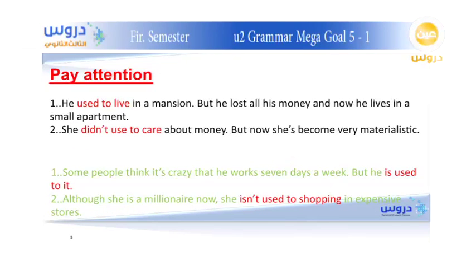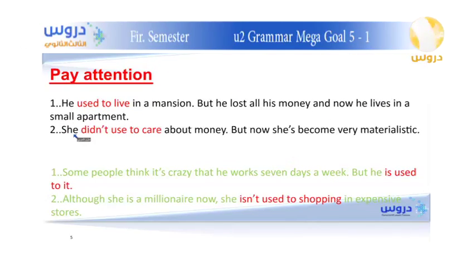Okay, so let's have more examples of this. The first one: he used to live in a mansion, but he lost all his money, and now he lives in a small apartment. So one of the uses of used to is to talk about a place that you used to live in, but now you don't. Like this example: he used to live in a mansion, but now he lives in a small apartment.